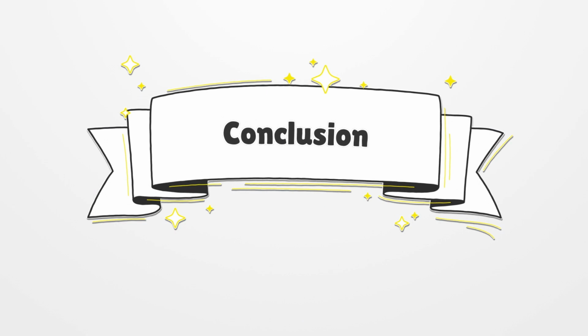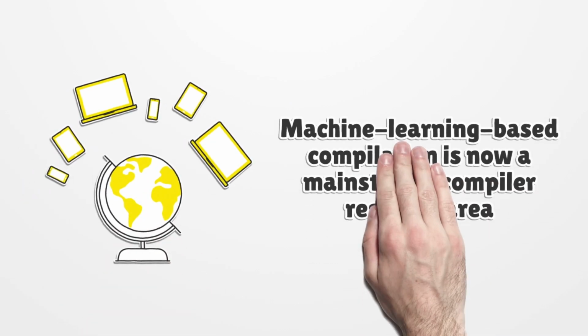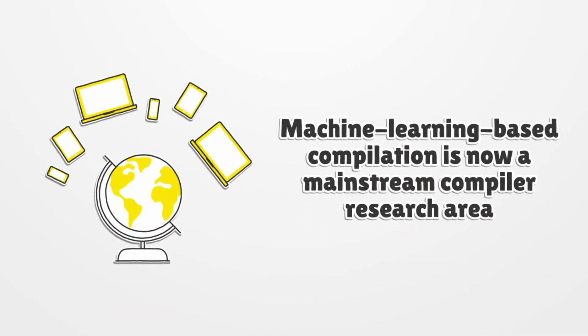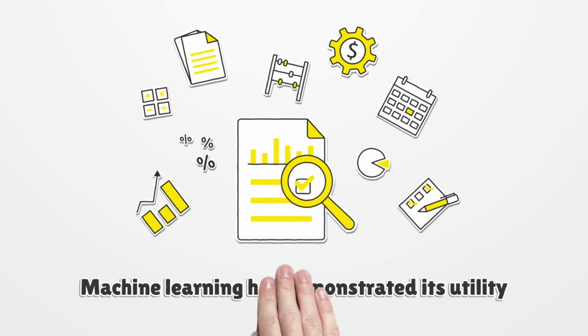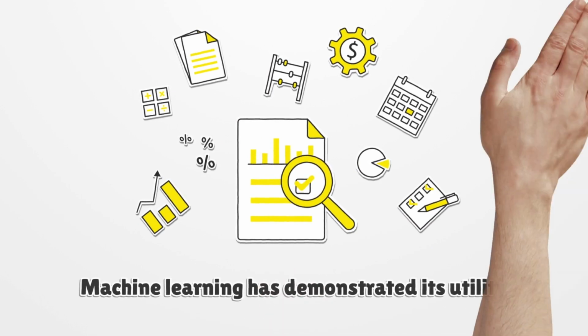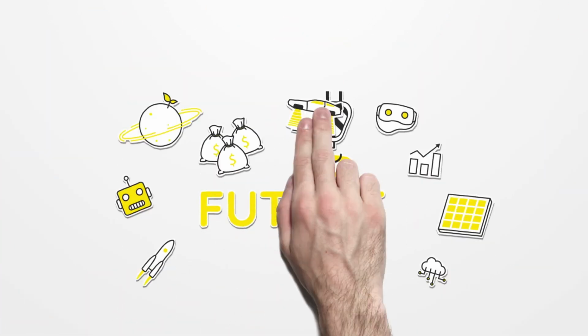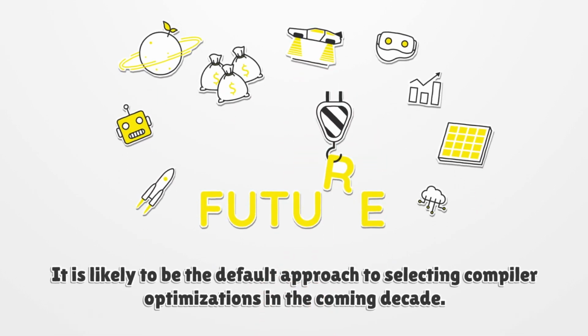Finally, let us recap the promising topic of machine learning in compiler optimization. Machine learning-based compilation is now a mainstream compiler research area and, over the last decade or so, has generated a large amount of academic interest and papers. Machine learning has demonstrated its utility as a means of automating compiler profitability analysis. It will continue to be used for more complex optimization problems and is likely to be the default approach to selecting compiler optimizations in the coming decade.